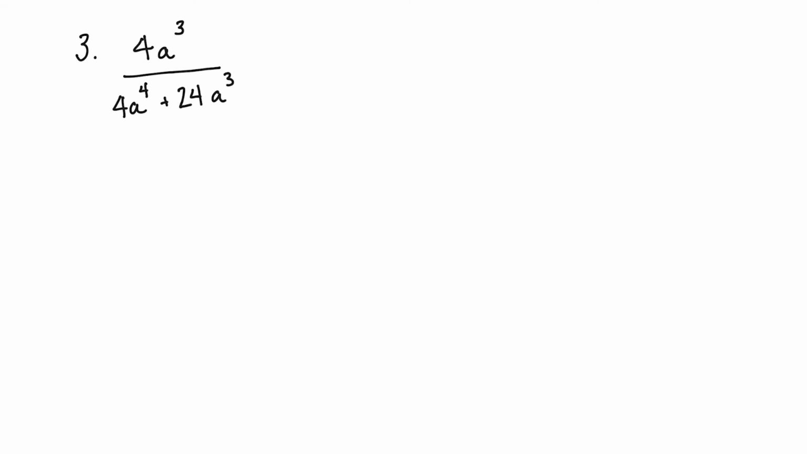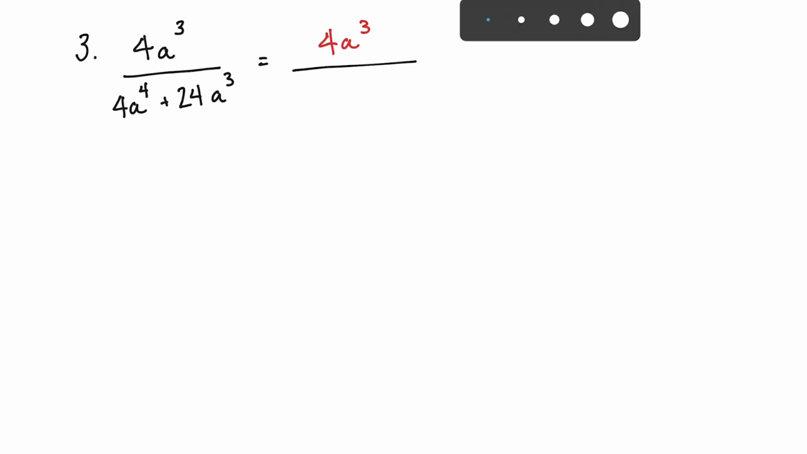let's take a look at this problem. Same idea. So my numerator, I can't really simplify that anymore. All right, that's pretty much done. Nothing's getting added or subtracted, so we can't do anything up there. That's nice. Now the denominator, what's its greatest common factor between 4 and 24?